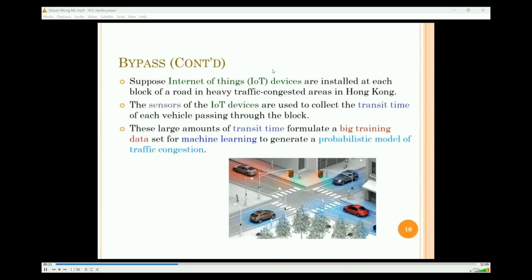To make these algorithms work, I suppose the Internet of Things devices are installed at each block of the road in heavy traffic congested areas of Hong Kong. The sensors of the IoT devices are used to collect the transit time of each vehicle passing through the block. These large amounts of transit time formulate a big training data set for machine learning to generate a probabilistic model of traffic congestion.